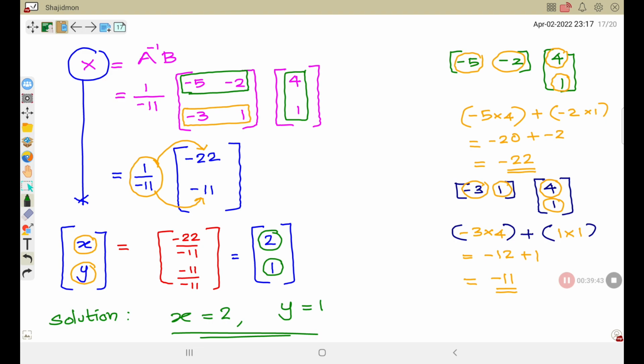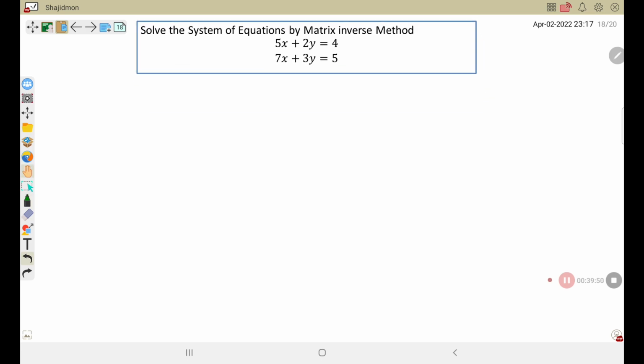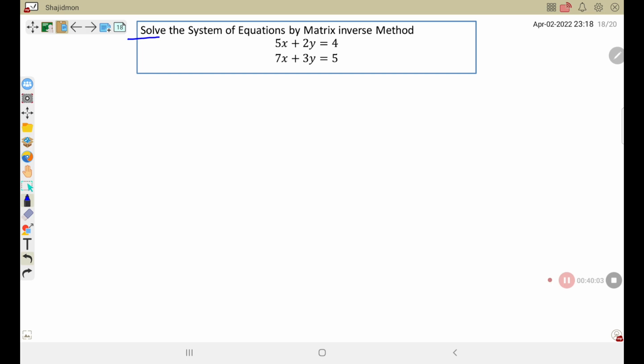Now, one more example we can do. Solve the system of equations by matrix inverse method: 5x plus 2y equals 4, 7x plus 3y equals 5. Solve means find x and find y, correct? Okay, by matrix inverse method. So we will start that one.